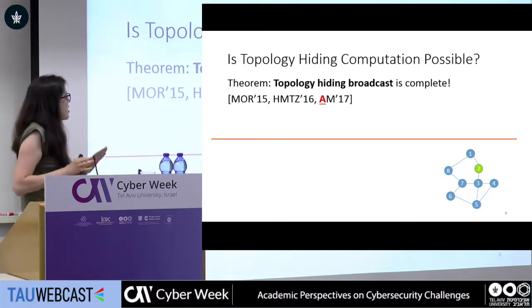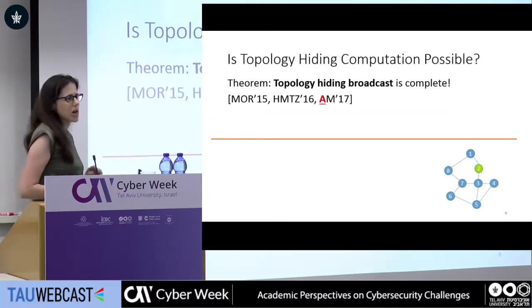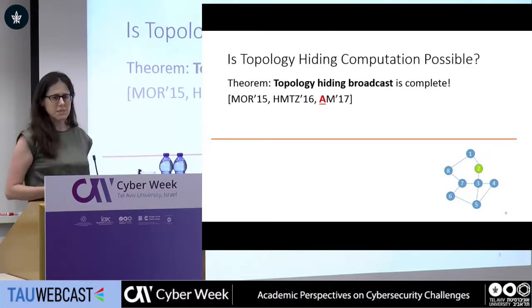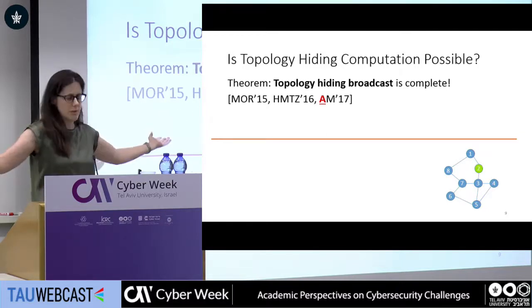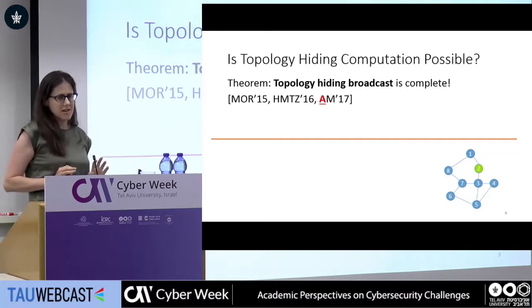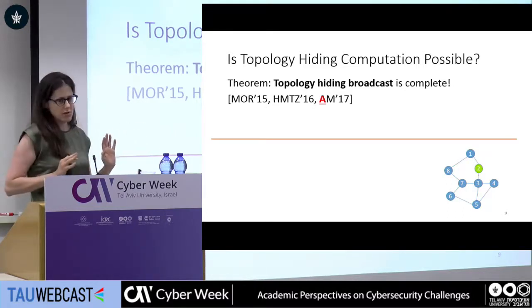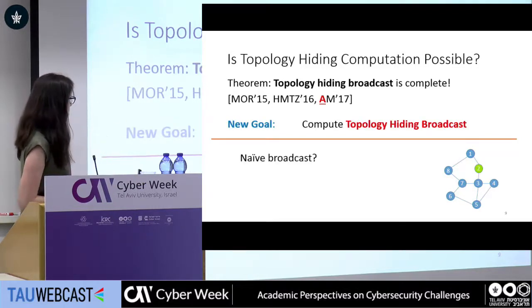So first, to simplify things, it turns out that if we want to compute any functionality, actually all we need to be able to compute is topology hiding broadcast. What a broadcast means is that one of the parties has a bit, 0 or 1, and he wants everybody in the network to know this bit. But he wants to do it in a topology hiding way, so that broadcasting itself doesn't reveal anything about the network. Once we do that, we can use other reductions to compute any functionality. So that's enough for us, and that simplifies our goal. So this is our new goal.